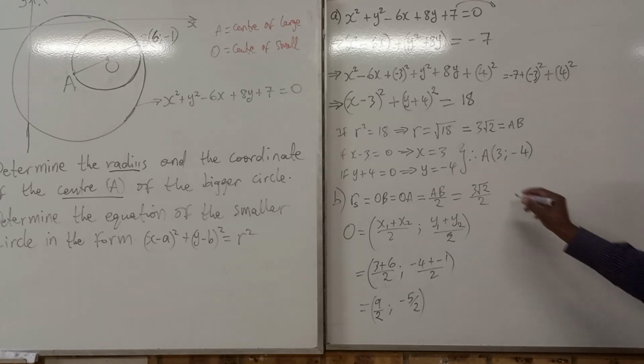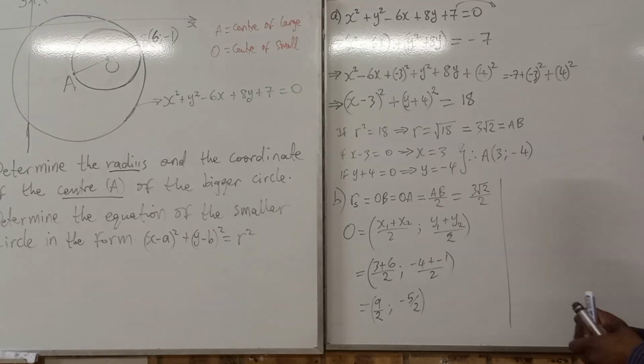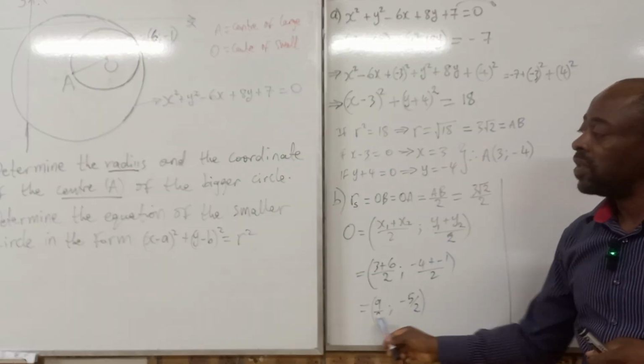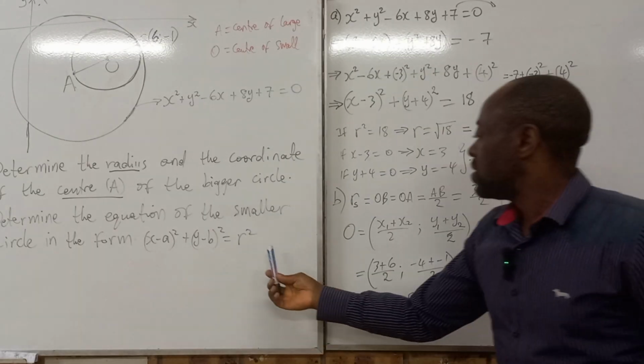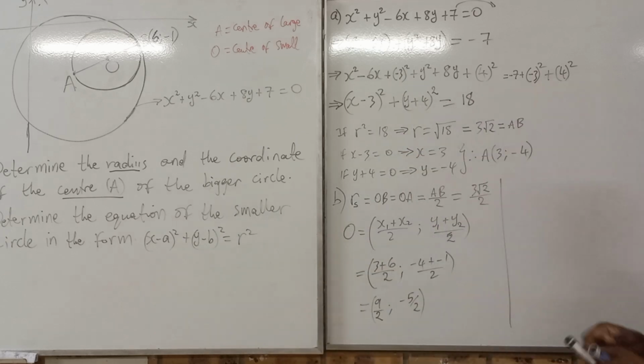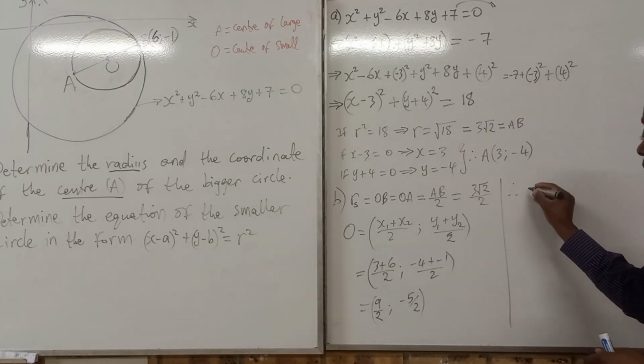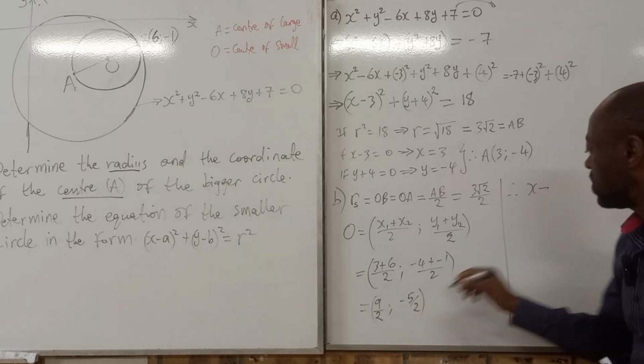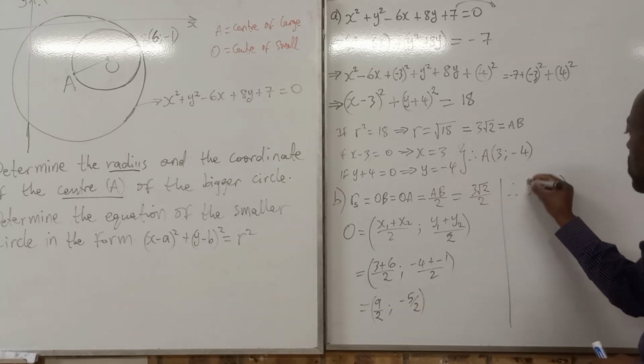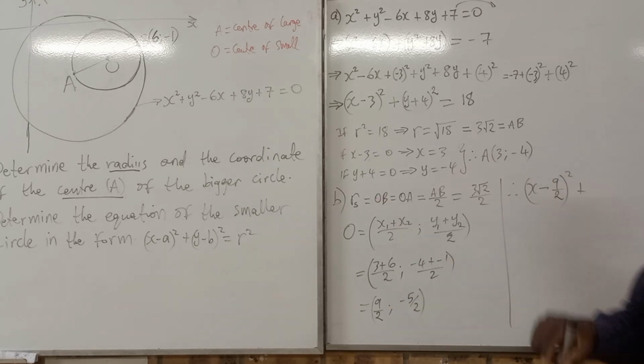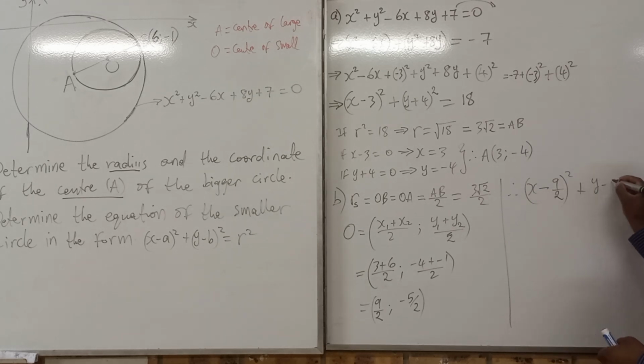So which means for the smaller circle, we have succeeded to get the radius, and we have also succeeded to get the coordinate of the center of the smaller circle. So writing the equation in this format becomes very simple. Therefore, I'll just take x minus 9 over 2, all squared, plus y minus negative 5 over 2, all squared, is equal to the radius. We've got 3 root 2 over 2, all squared.